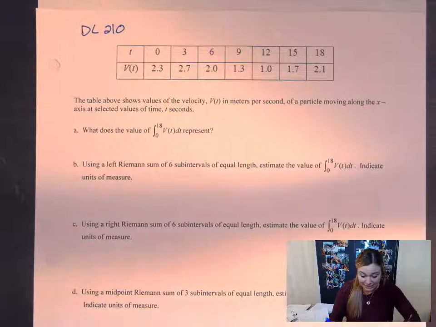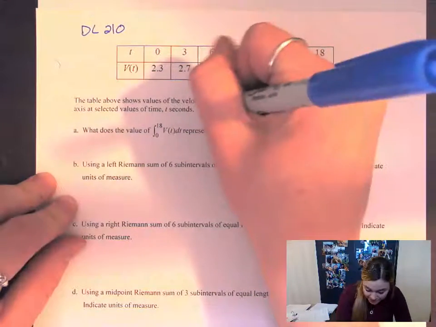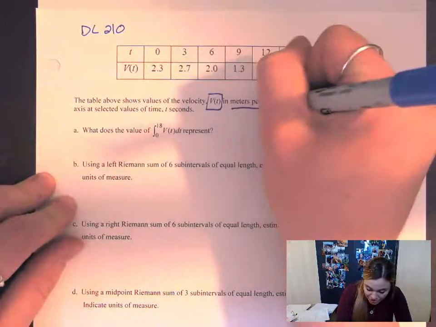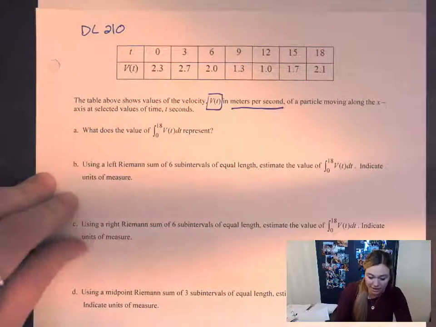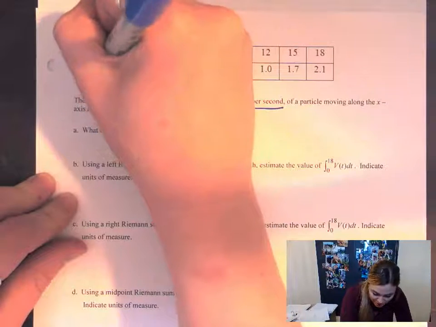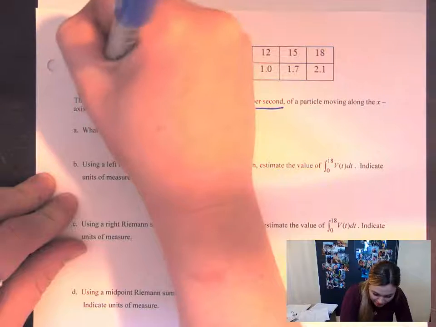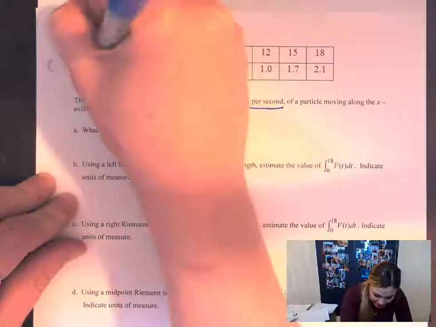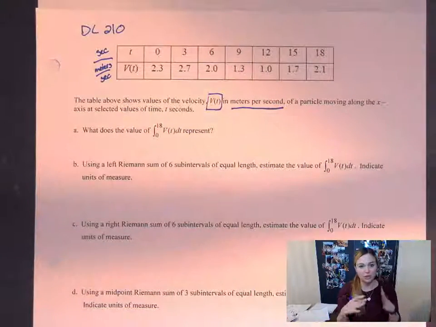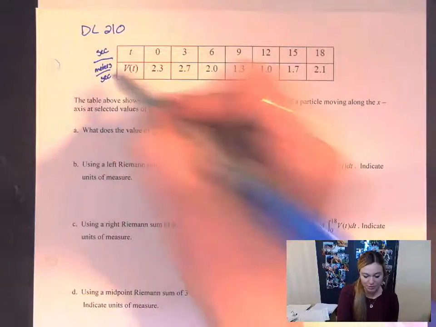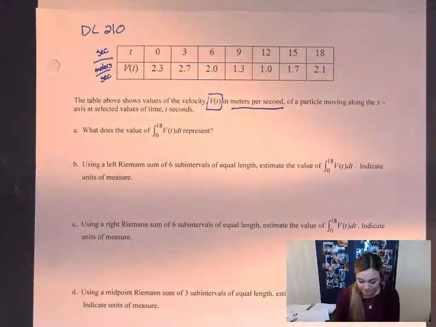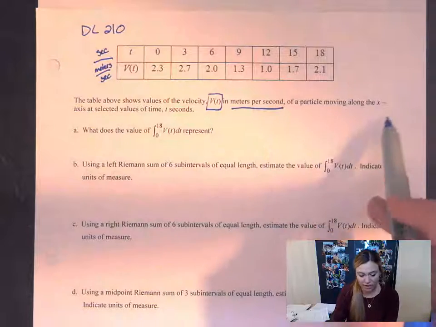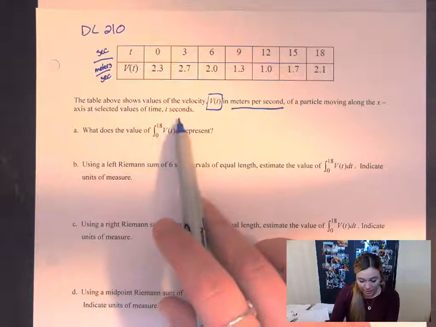So here it says the table above shows velocity, and it's given in meters per second. So velocity, and if you want to write it up here so you know this is meters per second. Time then would be in seconds. You can feel free to do that just so you have an idea. This is seconds, this is meters per second for t, and then v of t. And it's a particle moving along the x-axis, and we've got time in seconds.